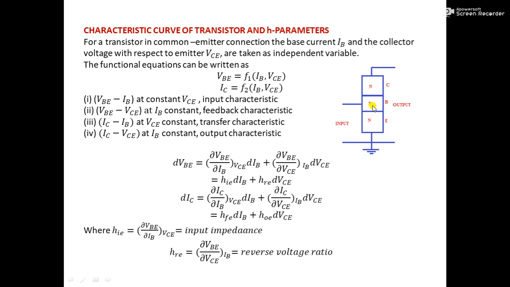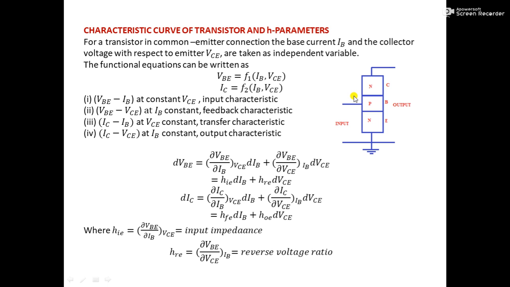Here the base is connected to the input and the collector is connected to the output, and the emitter is grounded, so that the emitter terminal is common to both input and output terminals, and it is called the common emitter connection. Here IB, that is the input current, and VCE, which is the collector to emitter voltage, that is the output voltage, these two parameters are taken as independent variables.